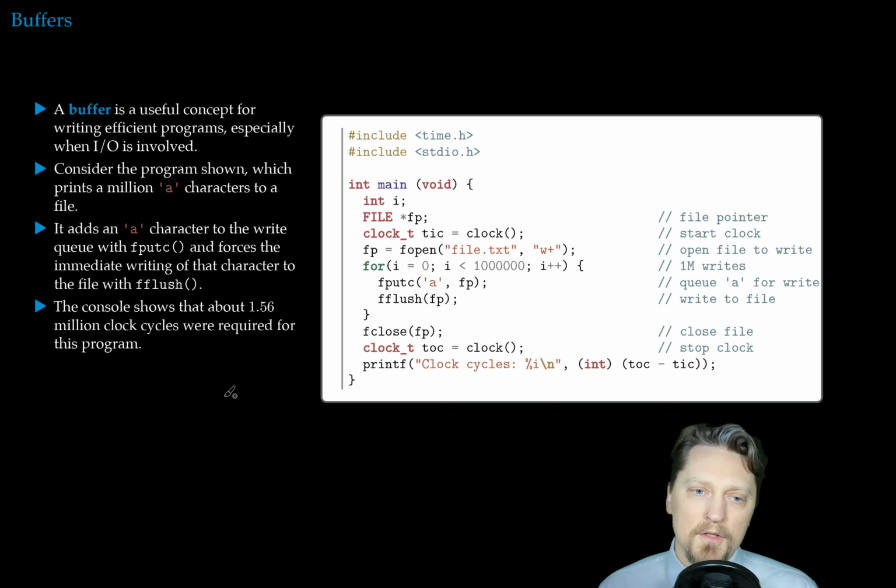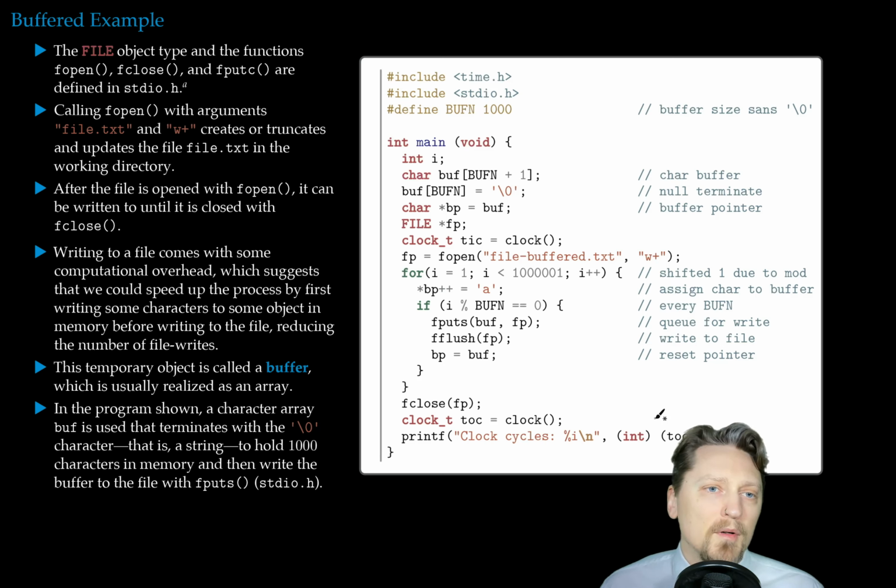The console shows that about 1.56 million clock cycles were required for this program. So we did a tick-tock on it, and we printed out the number of clock cycles. So about 1.5 million.